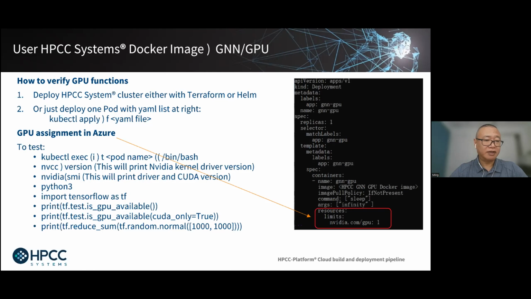Actually, this is wrong, sorry. The command is nvidia-smi, and this will print out both your kernel driver and your CUDA versions. Next, you can run the Python 3 interpreter and run several commands. You can import TensorFlow and print to test if the GPU is available. Then you can run a simple command to run some exercise to make sure the calculation is using the GPU card.